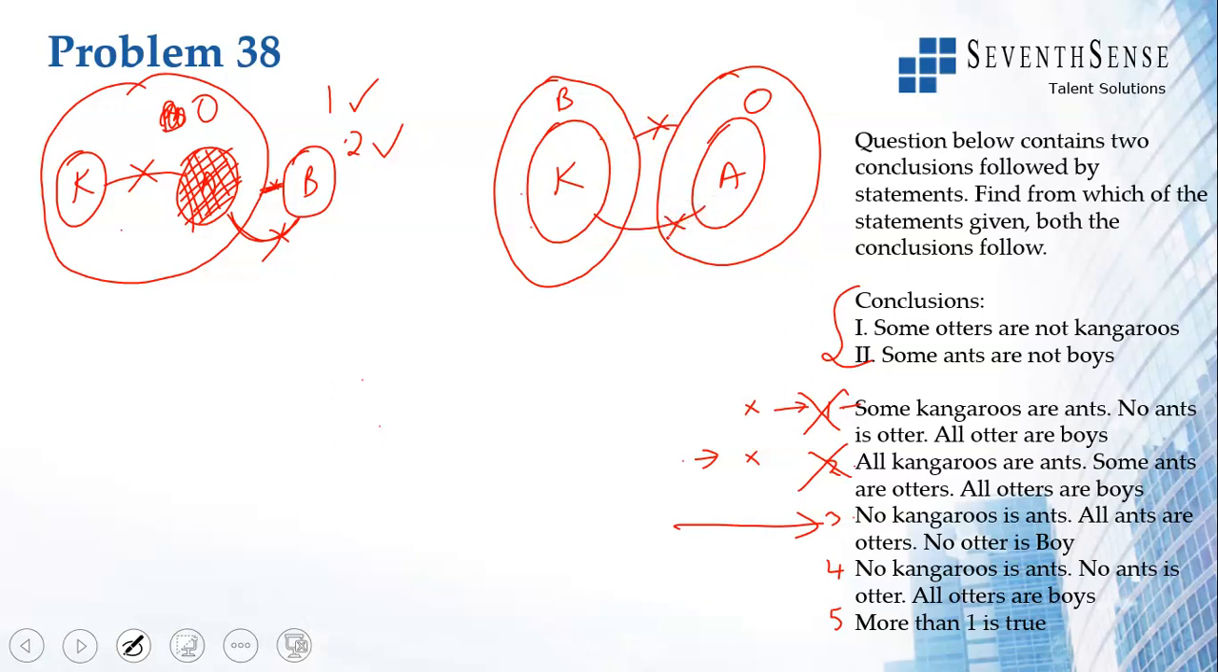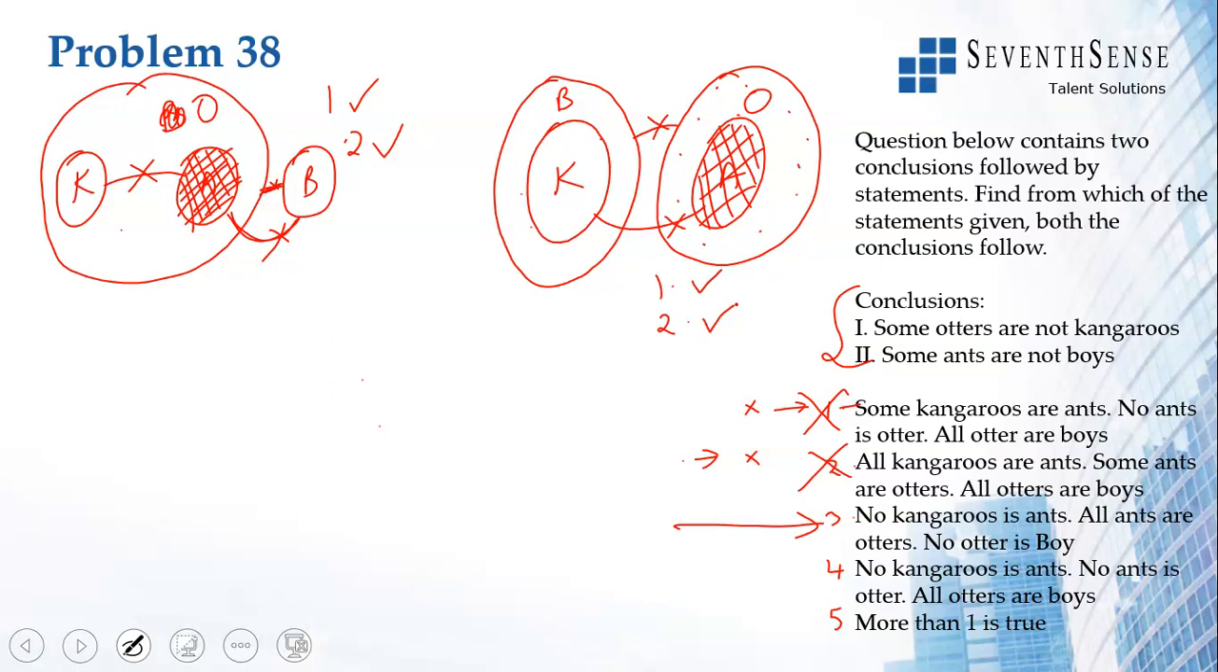Let us look at the conclusion 1. Some otters are not kangaroos. Okay. So there is no overlap. So this will definitely not be kangaroos. Here in this drawing, everything is not a kangaroo. So this is correct. So conclusion 1 is also correct. Let us look at conclusion 2. Some ants are not boys. Okay. You will have all the ants which are not boys because there is no overlap between boys and otters. So conclusion 2 is also correct.